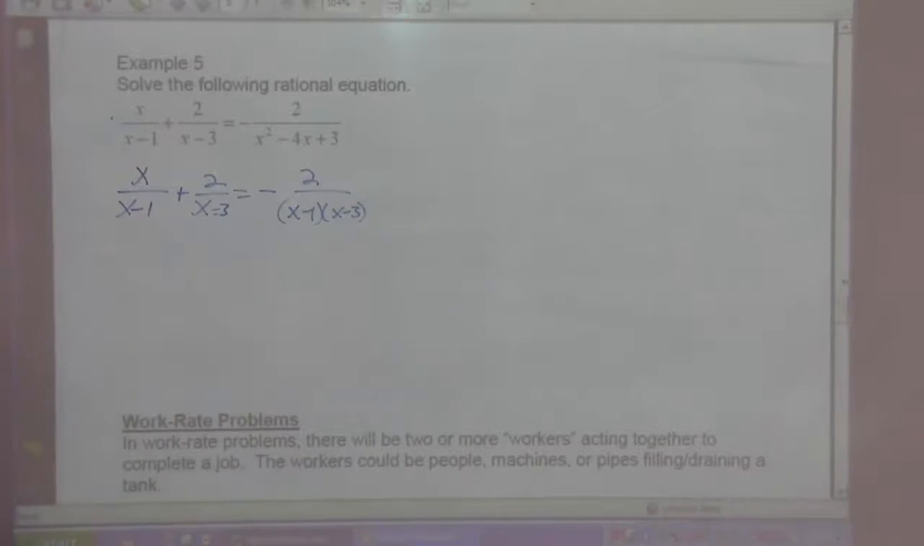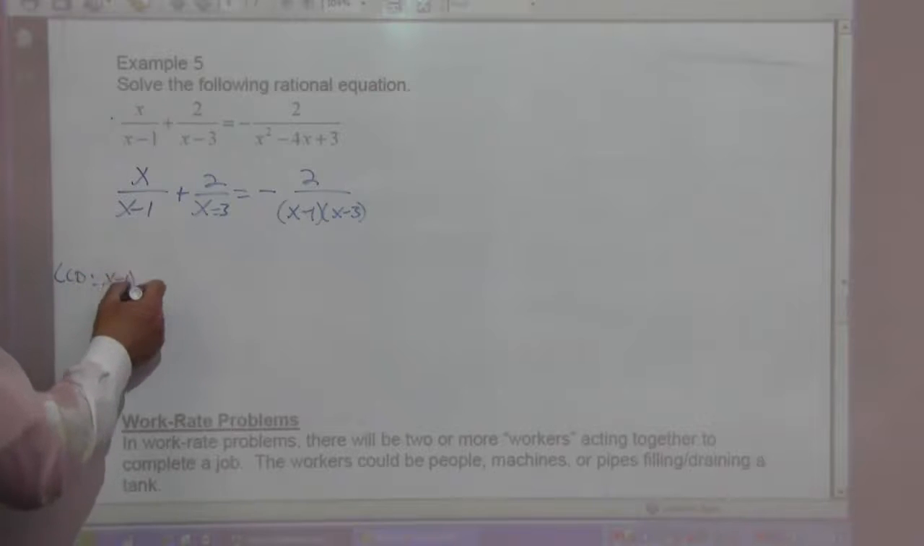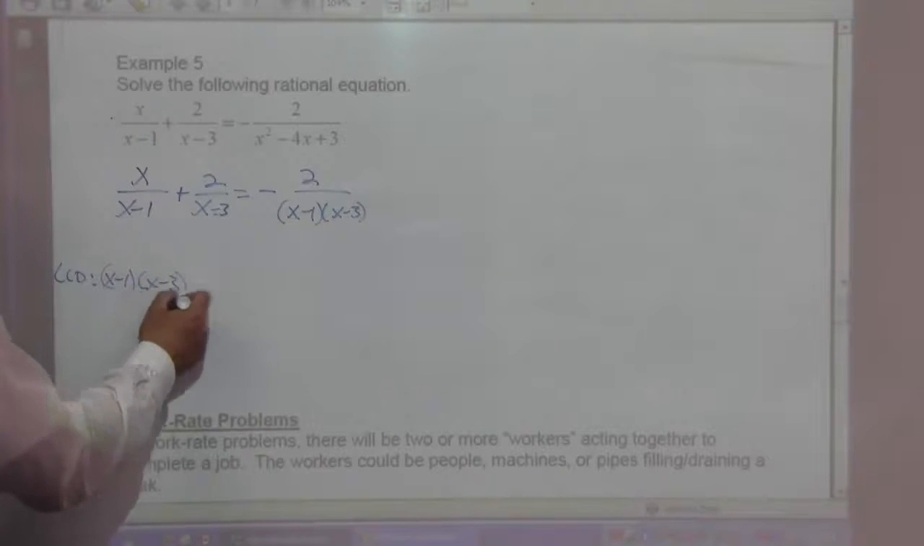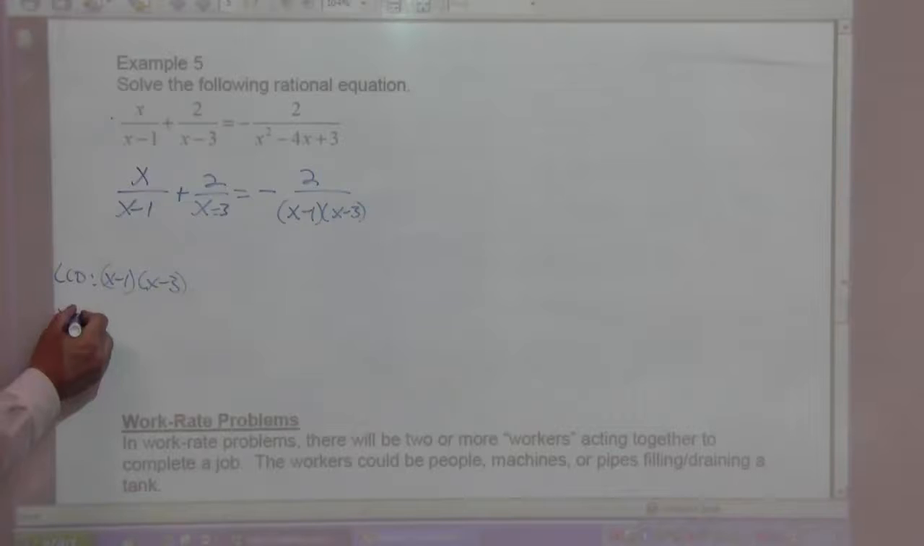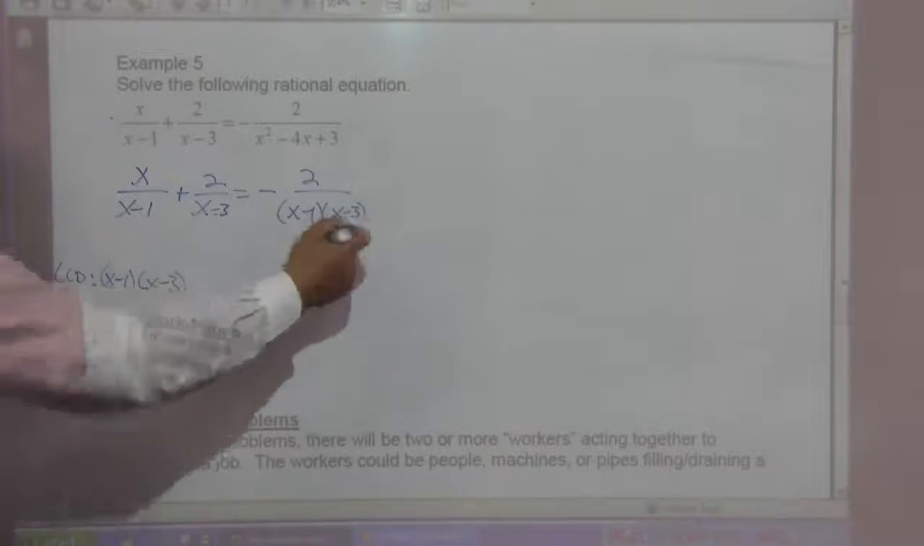So I'm going to multiply through by the LCD here, which is x minus 1 times x minus 3. So what we do know is that x cannot be 1 or 3. That makes the denominator 0.